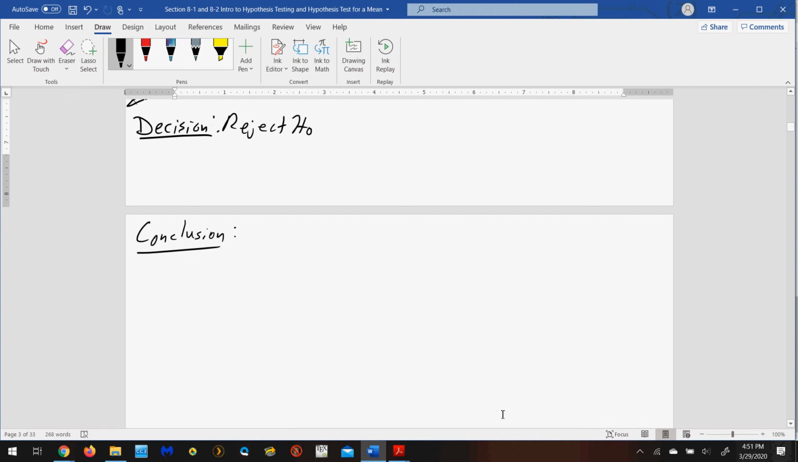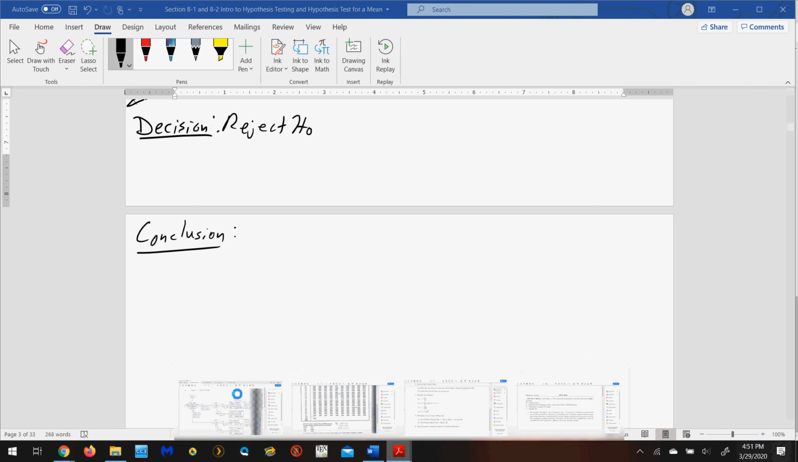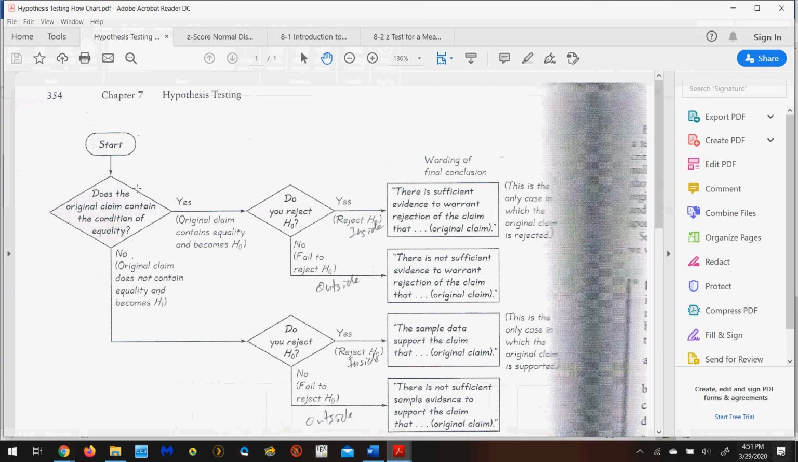So for the conclusion, it says, does the original claim contain the condition of equality? And this is why I want you to write down "claim" next to whatever it is once you write down your hypothesis, so you don't have to go back and double check. So did the original claim contain the condition of equality? Yes, it did, because it said equals in matching with the claim.